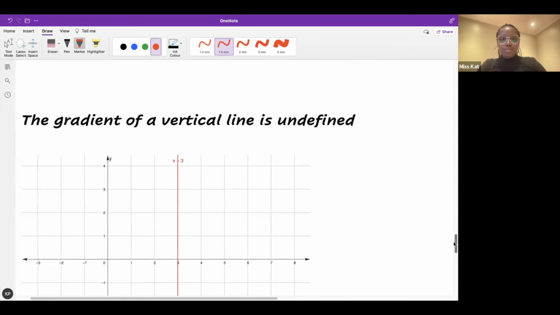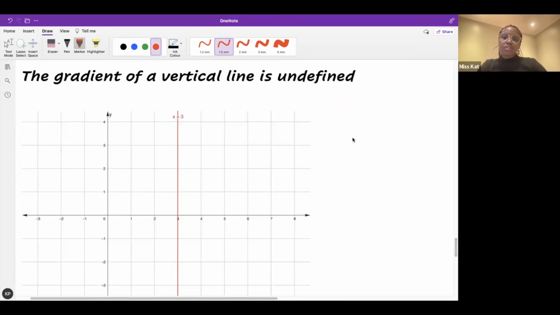Now, here are special types of graphs. Let's talk about the vertical and horizontal graphs. This graph is the graph x equals 3. I've already told you. Now let's try and find the gradient of this graph.